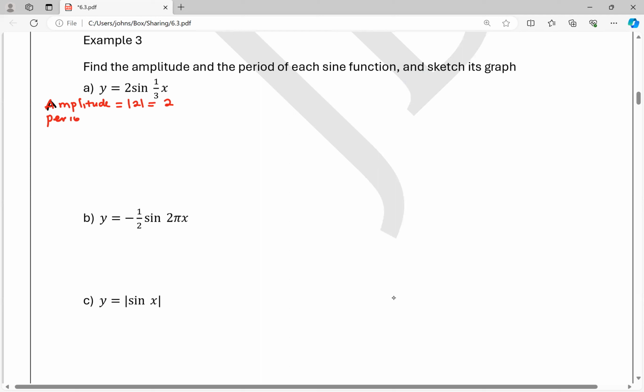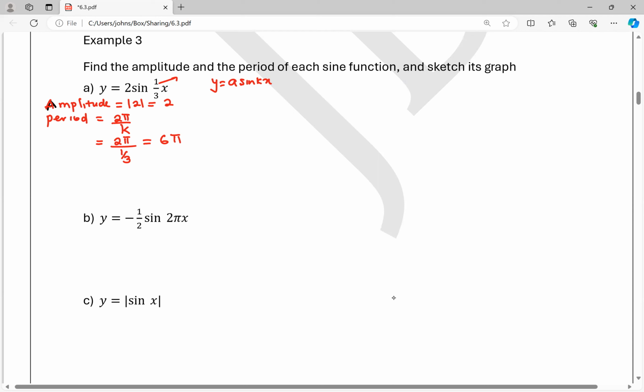And the period is 2 pi over what? Over k. So in this case, what is k? You can see this is just 2 pi over 1 over 3, because this is our k. Remember, we're dealing with the form of a sine kx, right? So it means the period is just going to be 6 pi. So we've answered the amplitude and the period.